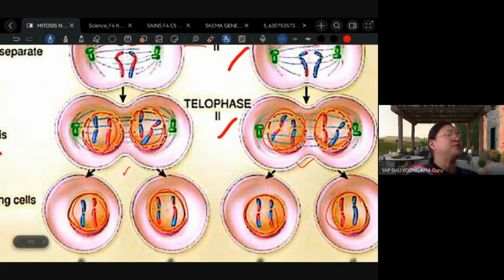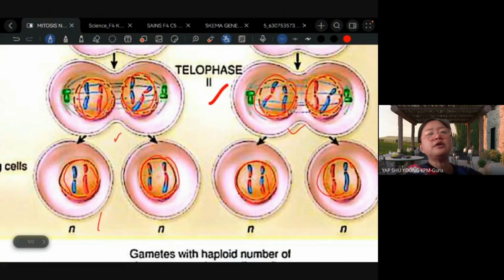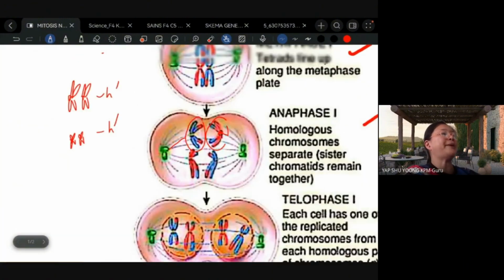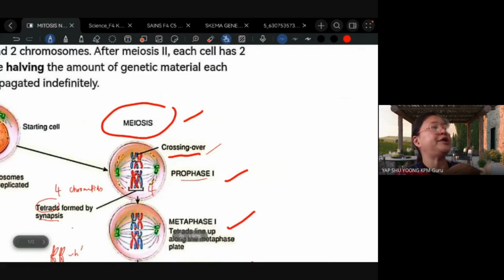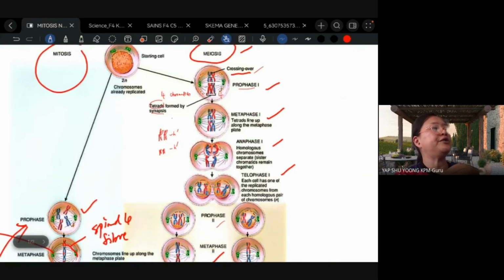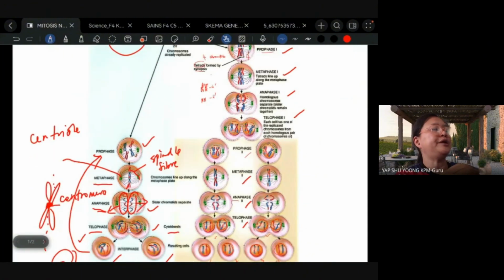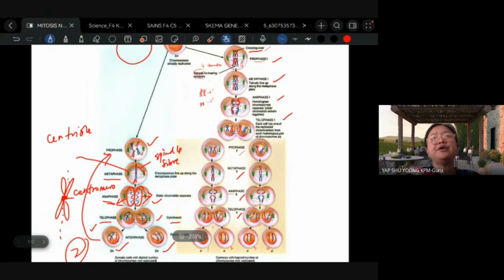So how many daughter cells are formed? 1, 2, 3, 4. Four daughter cells are formed. Each daughter cell consists of only 2 chromosomes, compared to the original 4. That means the number of chromosomes has been reduced to half. So the original cell had 4 chromosomes, and at the end, each daughter cell only consists of 2 chromosomes.